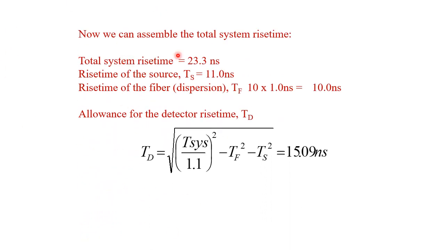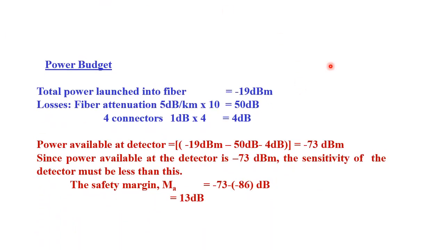Now we can assemble all the values. The total system rise time is 23.3 nanosecond, which we calculated from the previous slide. From the given statement, the rise time of the source is 11 nanosecond. Rise time of the fiber is 10 nanoseconds. And allowance for the detector rise time TD, there is a formula to find out the TD. So it is 15.09.